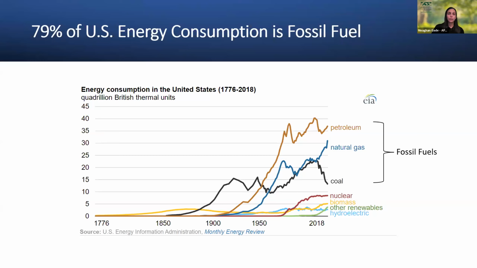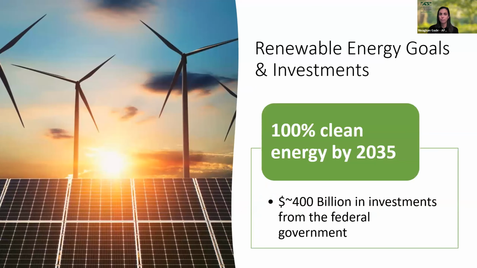And in fact, the Biden and Harris administration has put forth a really ambitious goal of having 100% clean energy production by the year 2035. So again, it's the shift away from fossil fuels and using those renewable energy resources. Towards this goal, the administration has invested about $400 billion through different legislation to get to this goal.